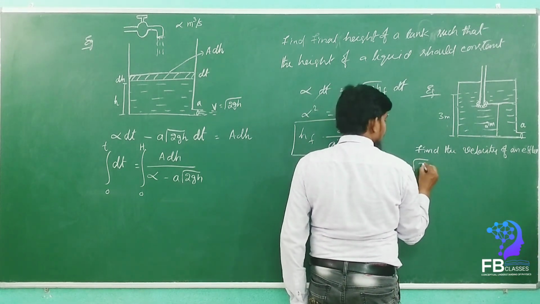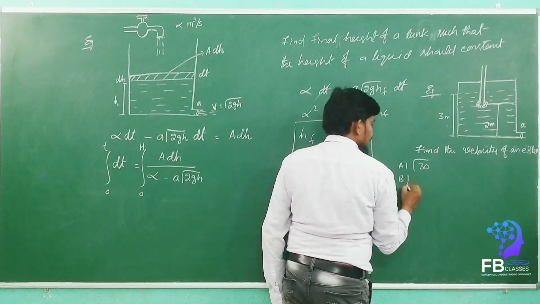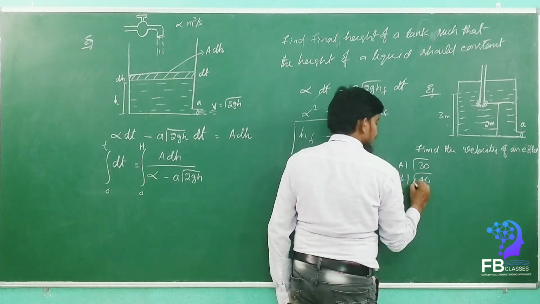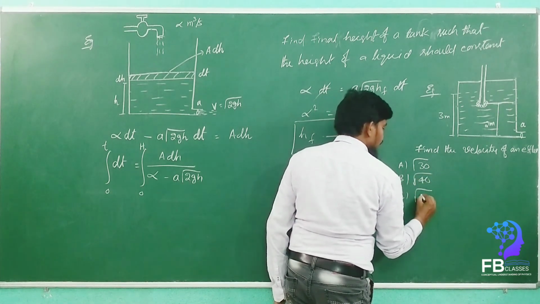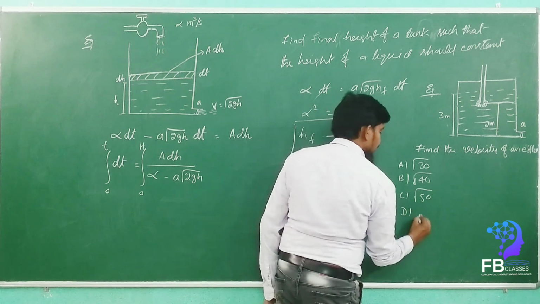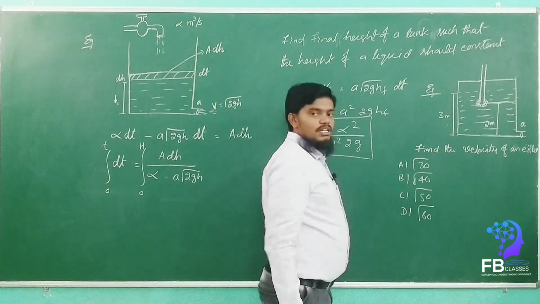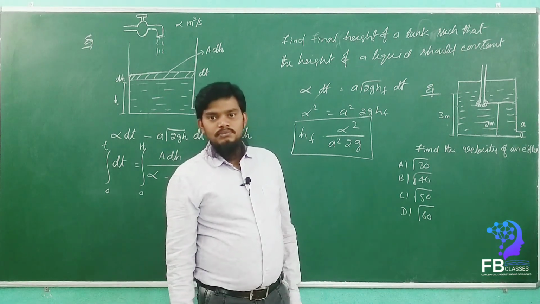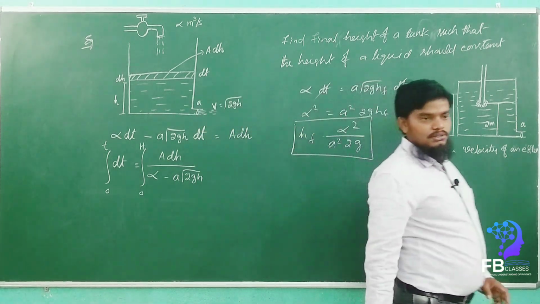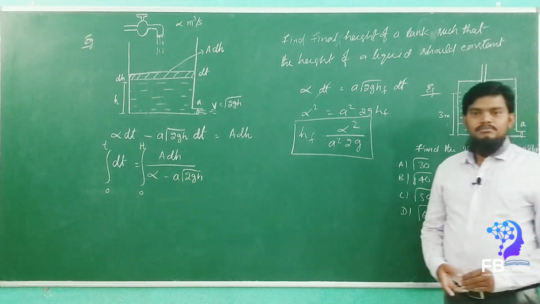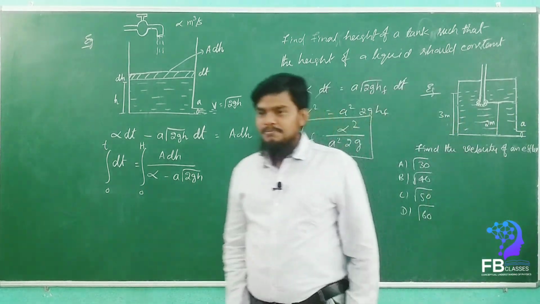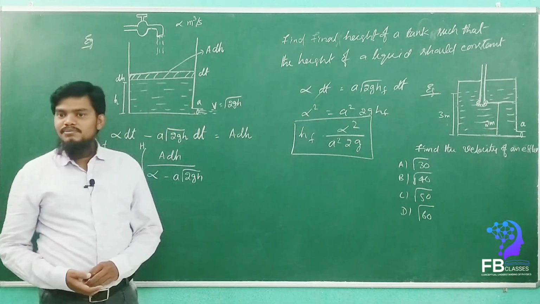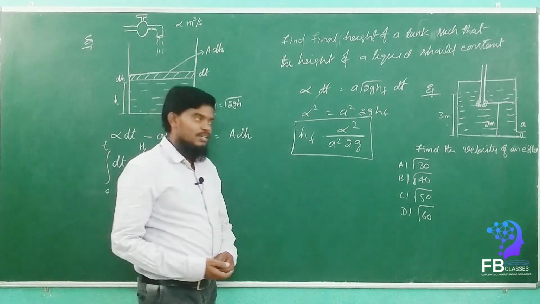A root 30, B root 40, C root 50, D root 60. What is the answer? Can you please do it? How much is the answer? Yeah, do it fast. Do it. How much is the answer? Are you doing? Okay, do it.